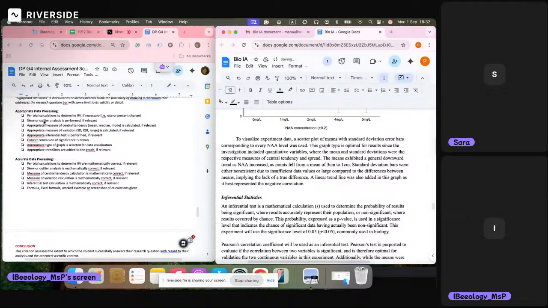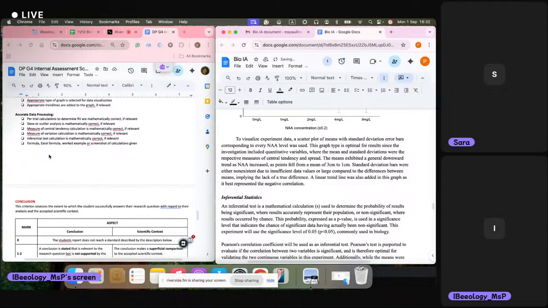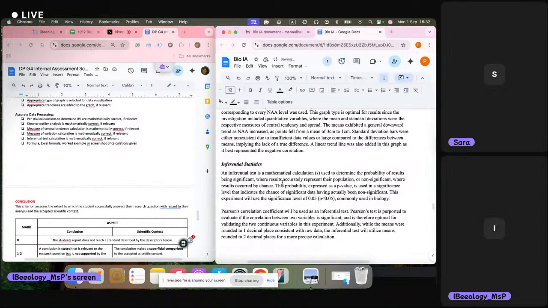Appropriateness per trial is determined by the RV, rate of percentage, skewness or outlier is performed. You did that. Appropriate measure of central tendency, you did that because it's relevant. But why? The element of why is missing right now. Appropriate inferential test performed, correct conclusion. Okay, so please make sure that you look into the mark scheme. Yep. Okay, so there you go.